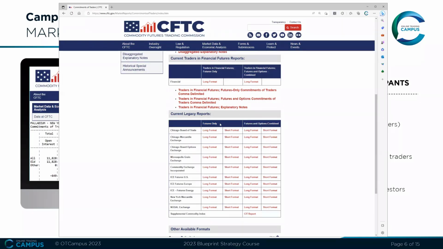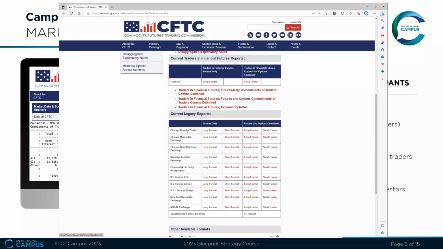Hence, we need to access the futures data, the central marketplace, to then also see the COT report. So there's the CBOT, the Chicago Board of Trade. We have the CME, the Chicago Mercantile Exchange. We have the ICE, the Intercontinental Exchange. We have the NYMEX, the New York Mercantile Exchange. And under all of these long formats, you can see there's going to be futures and options combined. What we need to look at is the futures only.